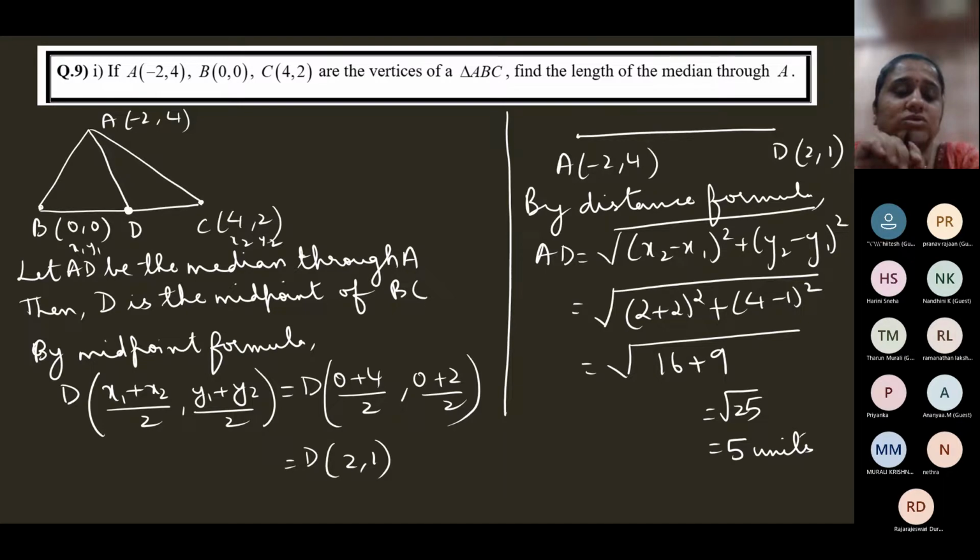As soon as you use the midpoint formula and get the coordinates of D, erase that x1, y1, x2, y2. Now start afresh. Now you'll have to use a distance formula to find AD. So A is x1, y1, D is x2, y2, or D is x1, y1, A is x2, y2.